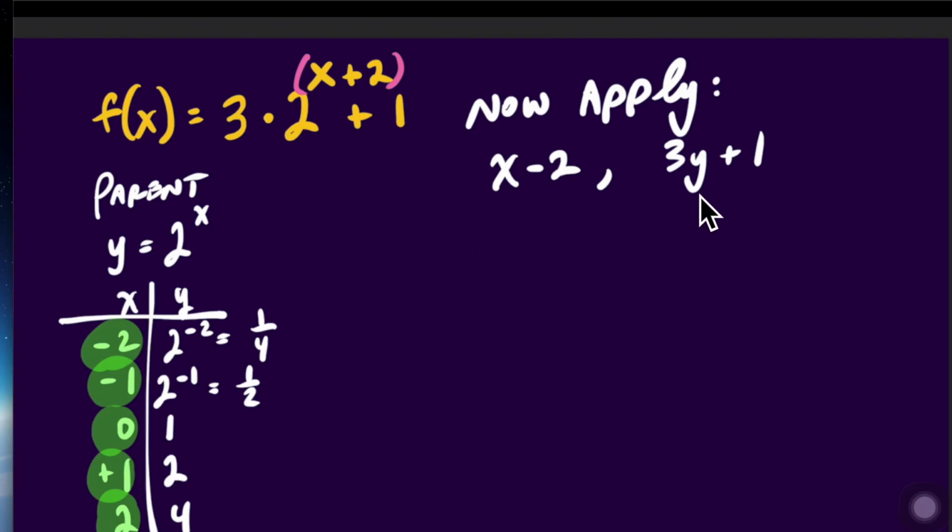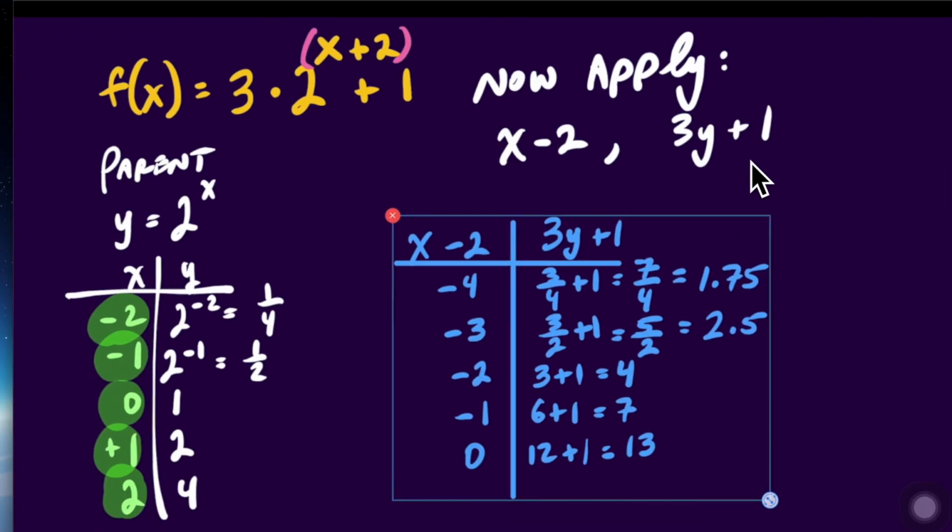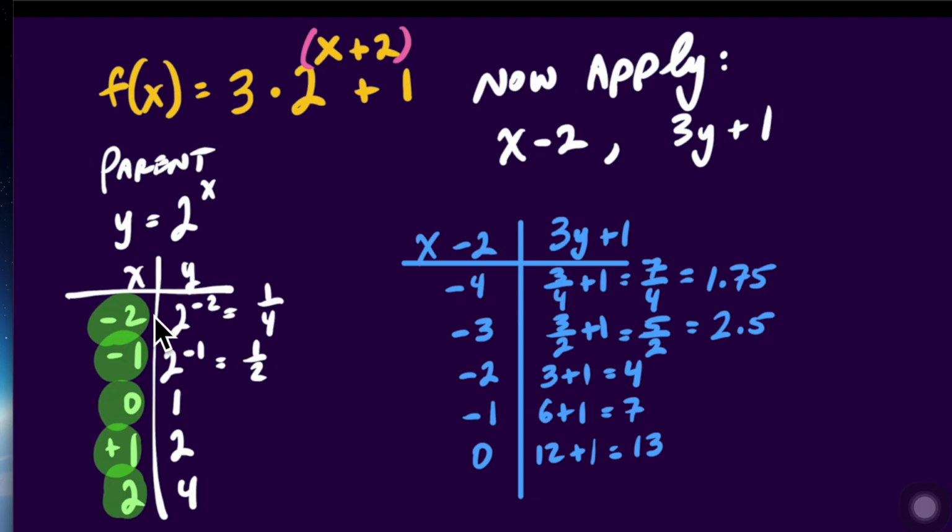In terms of the y, always simpler. We have a vertical stretch of 3 and a vertical translation of 1 unit up. So we're going to take our y value here in the table that corresponds with its x value, multiply it by 3, and add 1. So here we go. Here are our x values. You could see we took negative 2, we subtracted 2, we got negative 4. Negative 1 minus 2 is negative 3. 0 minus 2 is negative 2, and so on.